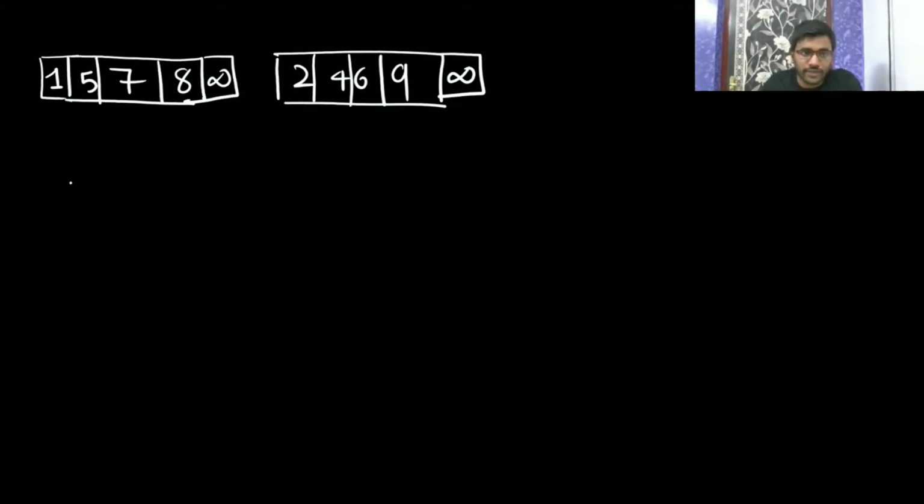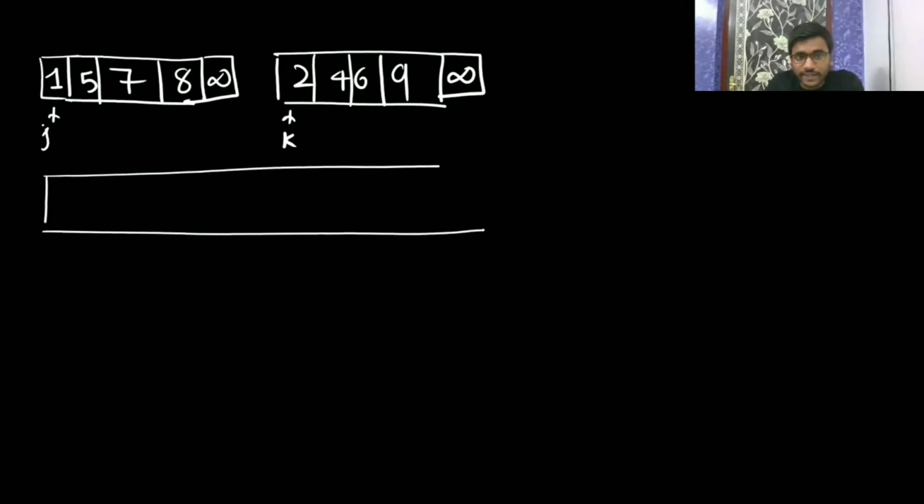Now it will compare 1 and 2. I will use index i here, j here, and k here. I will compare the element at index j and the element at index k, so I will compare 1 and 2. Between 1 and 2, whichever is smaller, I will write in the first index. Now I will increment i by 1.